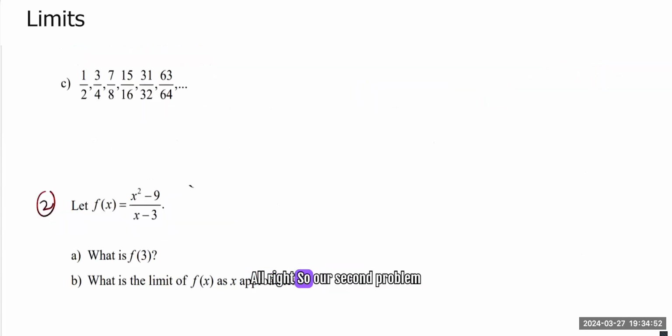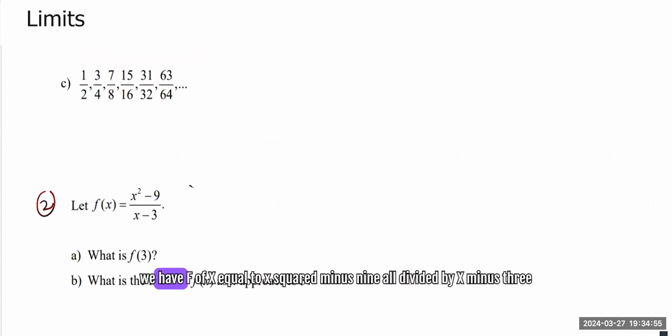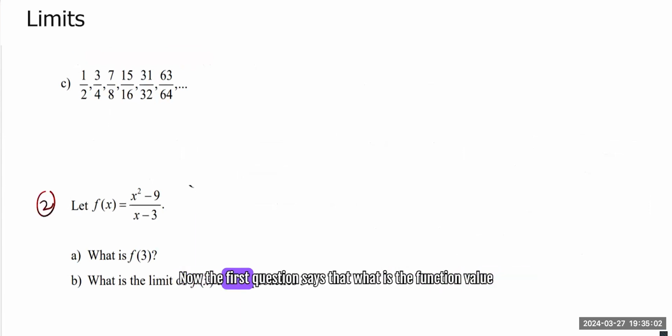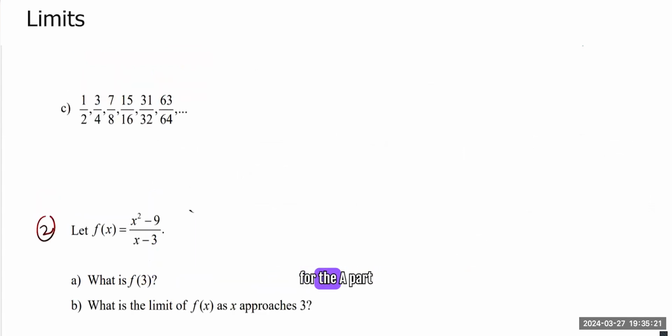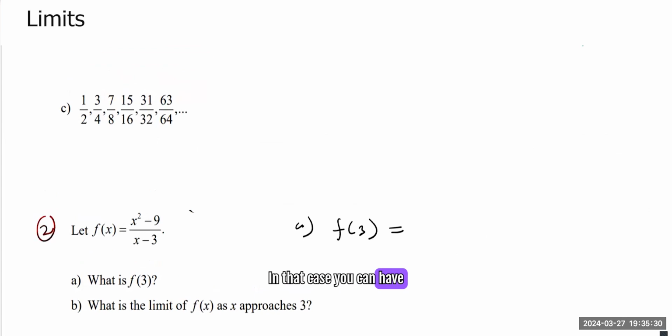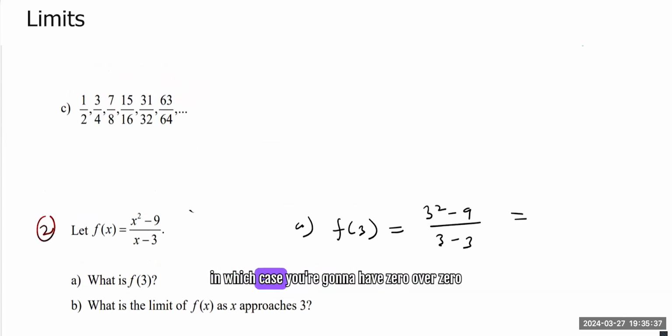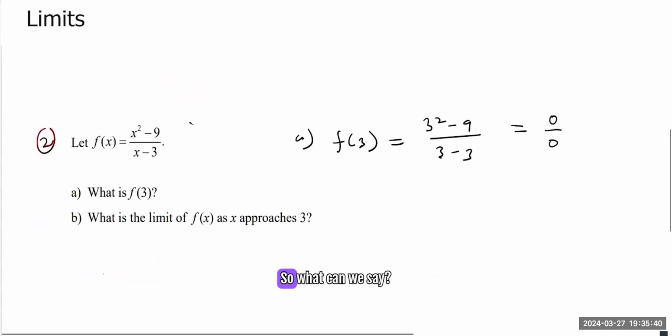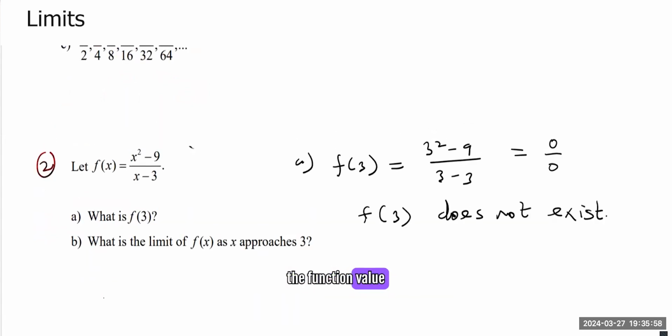Good. All right. So our second problem, we have f of x equal to x squared minus 9, all divided by x minus 3. Now, the first question says, what is the function value with 3 as the input? So what do we do? For the A part, what it just means is that wherever we see x, just replace it by 3. In that case, we're going to have 3 squared minus 9, all divided by 3 minus 3, in which case we're going to have 0 over 0. So what can we say? The function value does not exist.